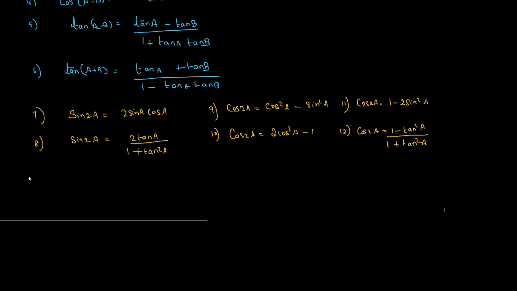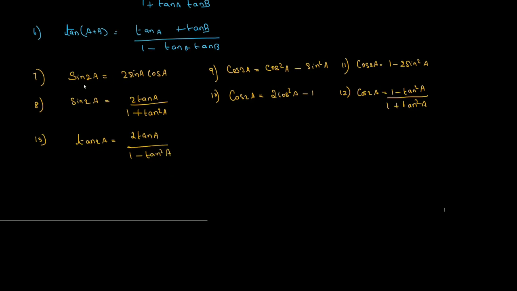The next, 13th formula, is tan 2A. Tan 2A is equal to 2 tan A by 1 minus tan square A. So this is one set of formulas, 7 to 13. Sin 2A has two formulas, cos 2A has four formulas, and tan 2A is 2 tan A by 1 minus tan square A.